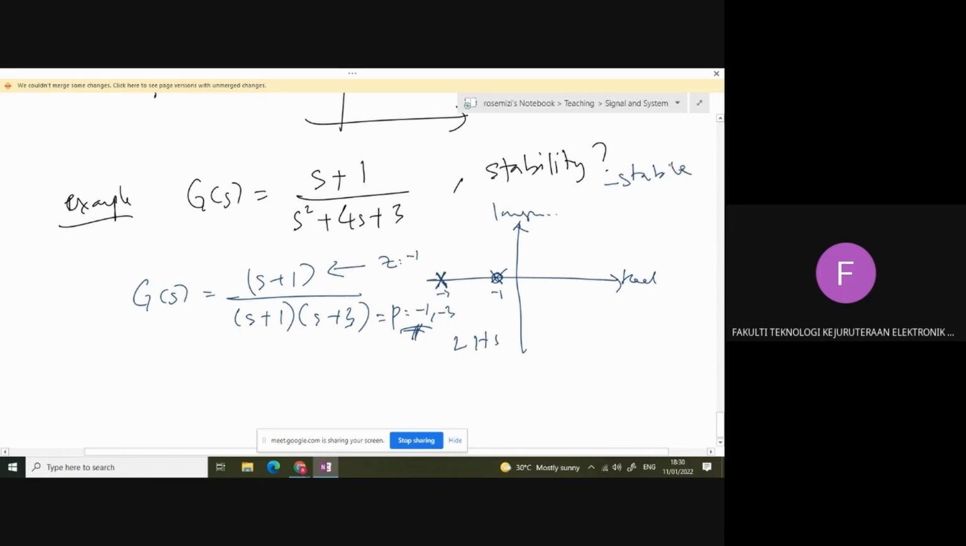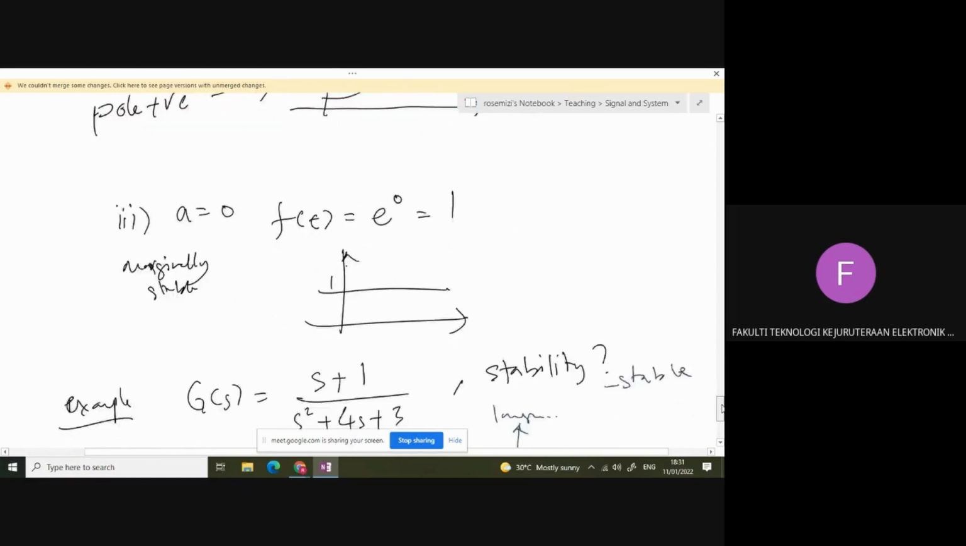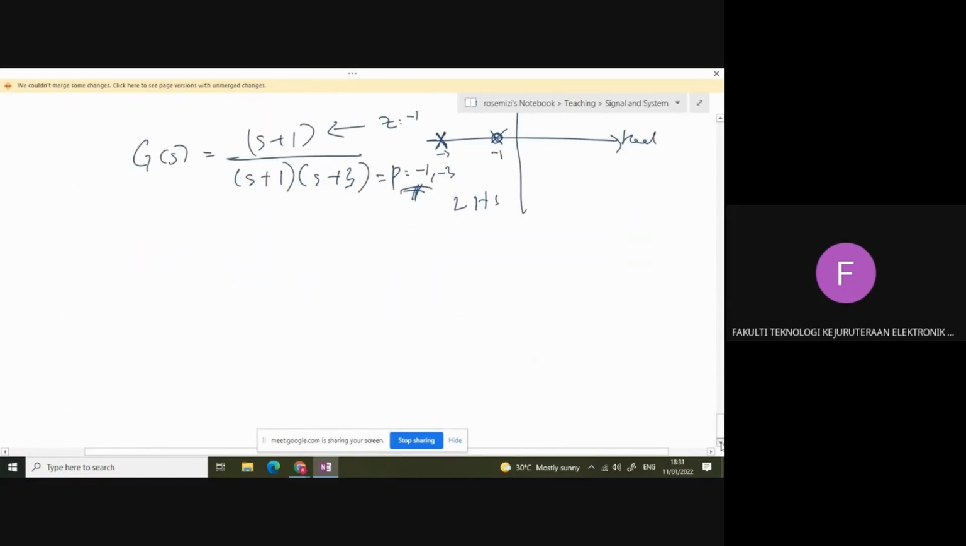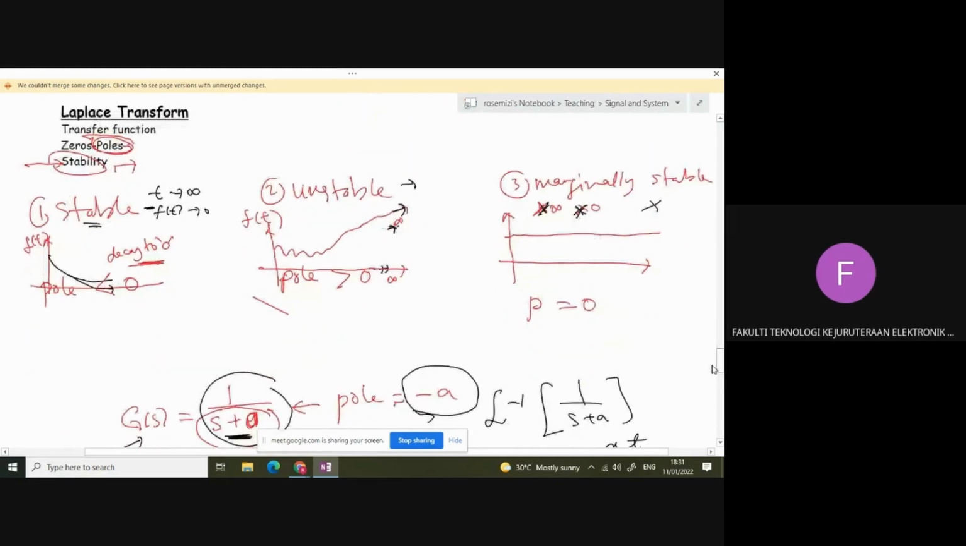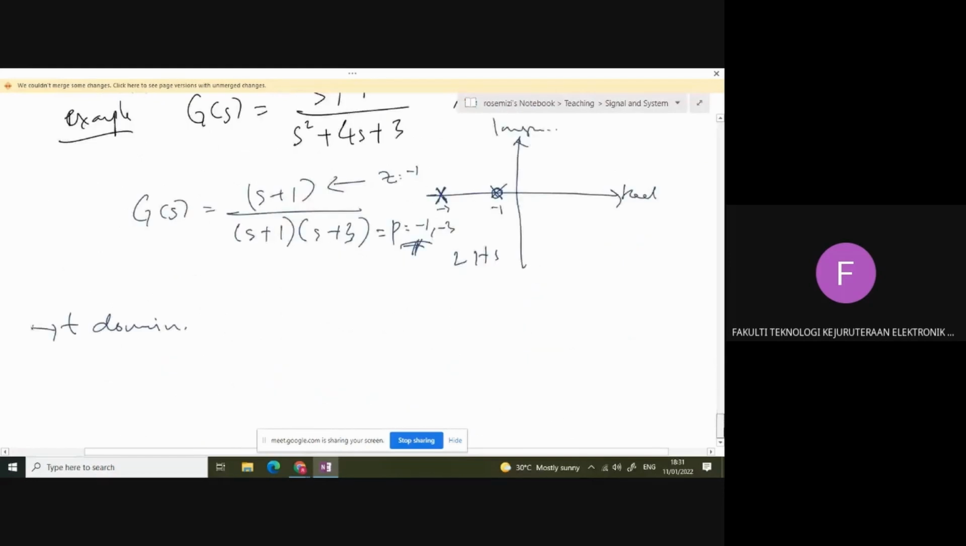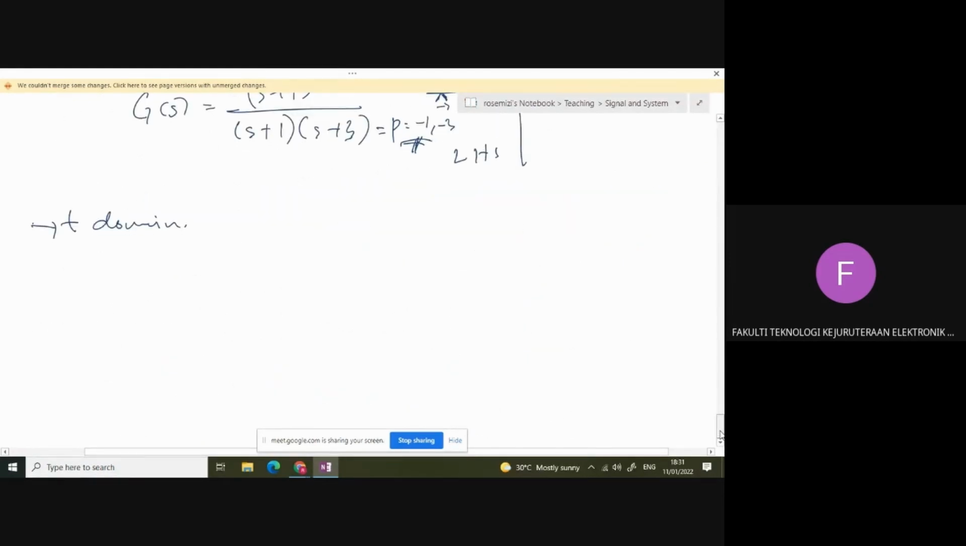Just check the value of P. Okay, now let's prove it. We want to prove it. We have to convert into time domain. So from the time domain, we plot the graph and check whether our graph is like this, or like this. If our graph is like this, our system is stable. If our graph is like this, the system is unstable. To prove it, how do we convert to time domain?